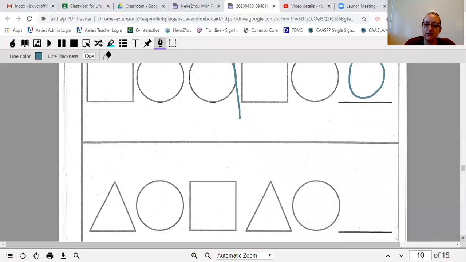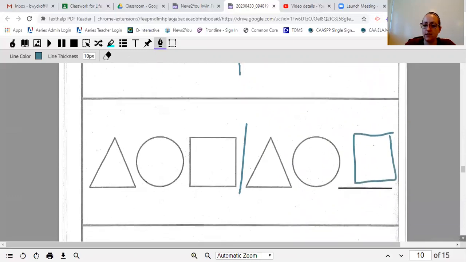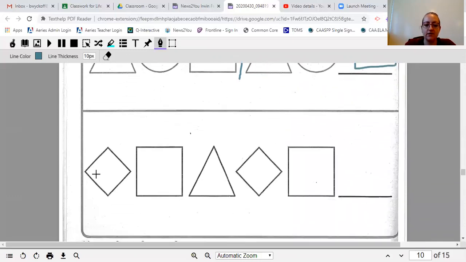And we come down here to our next one, and we see a triangle, circle, square. So we see that it starts over because we find the next triangle. So we go triangle, circle. What comes again? Oh, that's right, a square. So we draw a square. Here we see our diamond, so that's where it's going to restart. So I'll draw a line. So we have a diamond, square, triangle. So here we go, diamond, square, triangle.